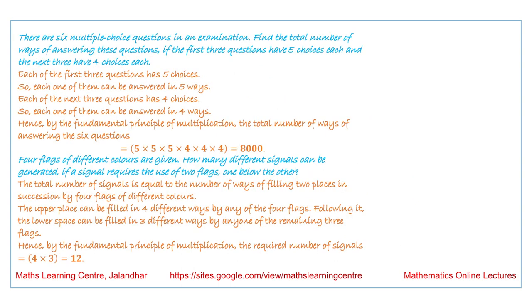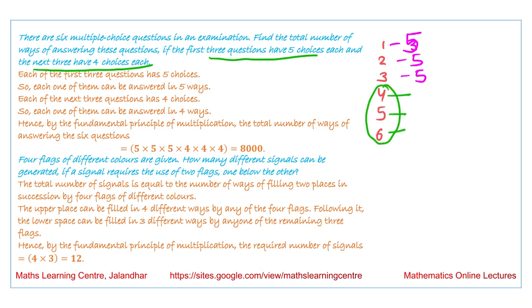Next, there are 6 multiple choice questions in an examination. Find the total number of ways of answering these questions if the first 3 questions have 5 choices each and the next 3 have 4 choices each. So there are 6 multiple choice questions, 1, 2, 3, 4, 5 and 6. The first 3 questions have 5 options. And the next 3 questions, the 4th, 5th and 6th, have 4 options each. We have to tell in how many ways these questions can be answered.